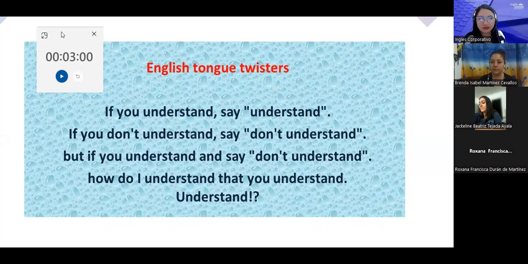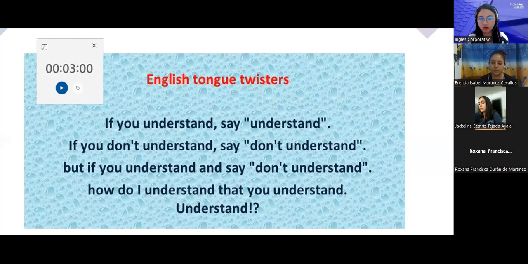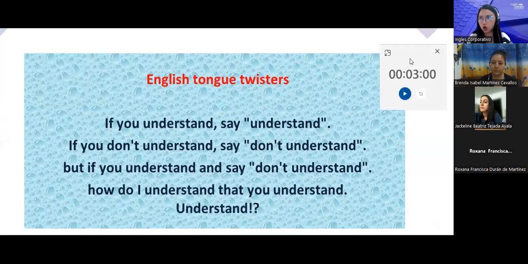Okay. Vamos a practicar este tongue twister. Lo vuelvo a leer para que ustedes practiquen cómo es que necesitamos hacerlo. Primera vez lo leo despacio, slow. Next time I try to do it in a faster way.